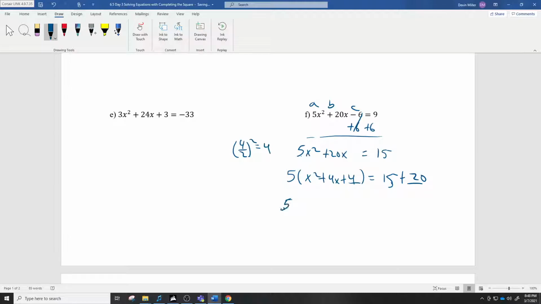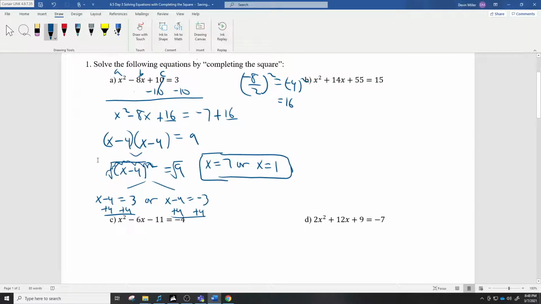We have 5 times x, 4 and 4. That'll just be 2 and 2, right? You have 2x plus 2's, so it's squared. And then 15 plus 20 is 35. All right, at this point, we're actually at the same part up here as we were up here when we did the square root. Pretty much the same place.